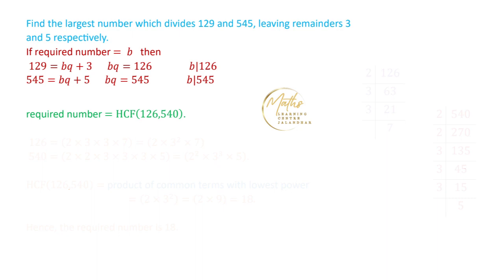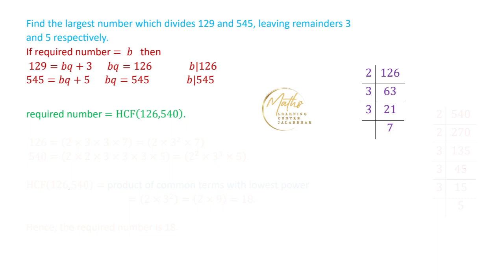So the prime factorization, if we look at, one number we have is 126. It is divisible by 2. The quotient we have is 63. 63 is divisible by 3. The quotient we have is 21. This number is again divisible by 3. The quotient we obtain is 7, and this 7 is itself a prime number.